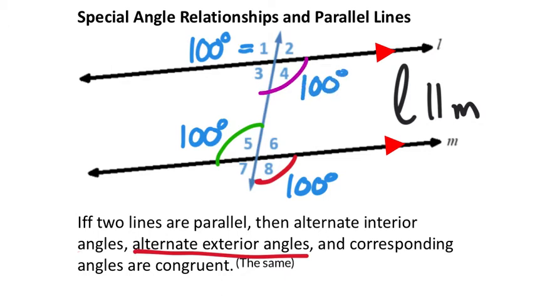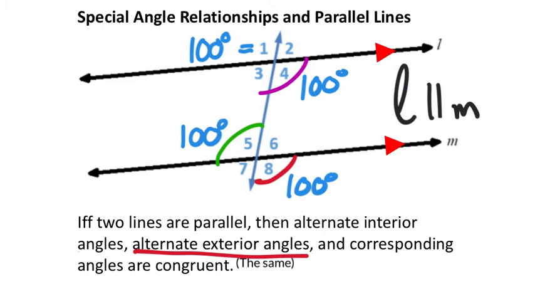And there's two reasons for that. It's alternate interior with angle 5, which we already know is 100 degrees. It corresponds with angle 8, and it's vertical to angle 1. Any one of those three reasons is good enough to say that angle 4 here is 100 degrees.